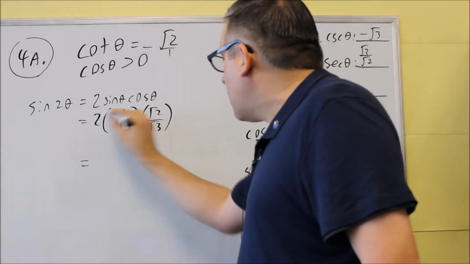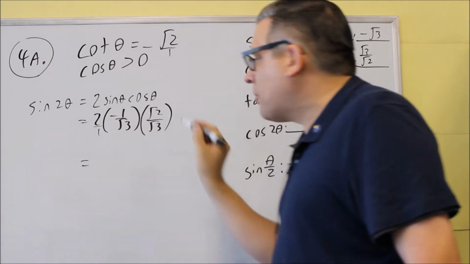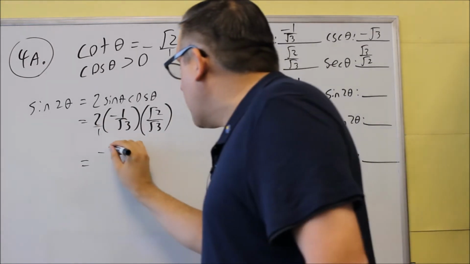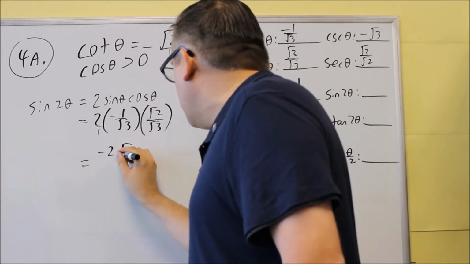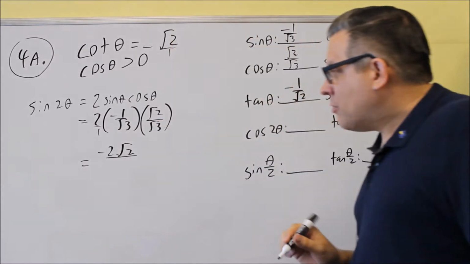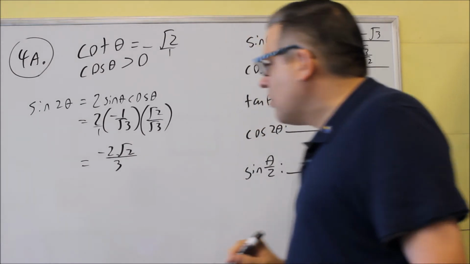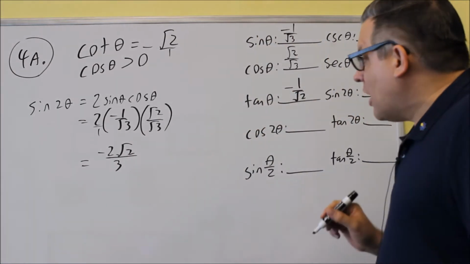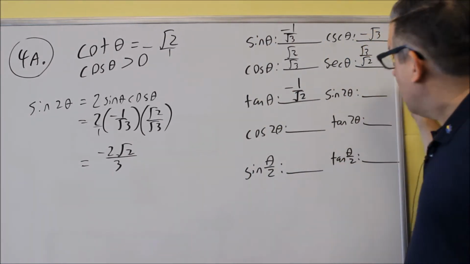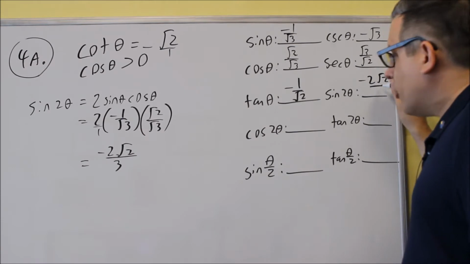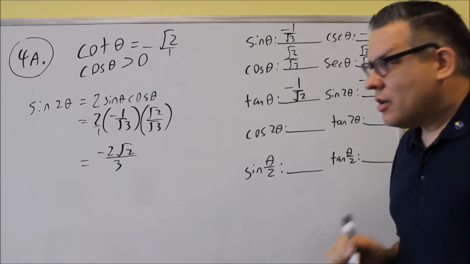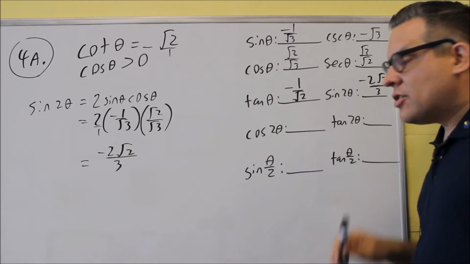And in this case, if you multiply, this is 2 over 1. If you multiply across the top, you get negative 2 square root of 2. Across the bottom, square root of 3 times square root of 3 is just 3. Okay, and that would be your exact answer for sine 2 theta. Negative 2 radical 2 over 3. Okay, so that's everything for sine 2 theta.